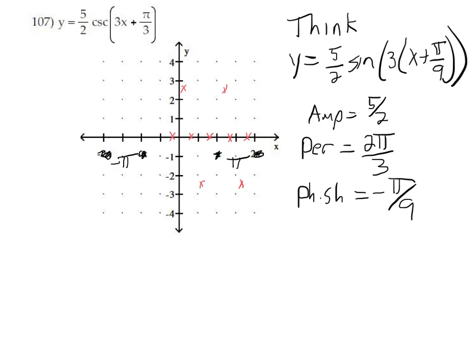All right, now for the cosecant. Everywhere sine is 0, and we have them here, here, here, here, here, cosecant's going to be an asymptote. See if this will graph nice.